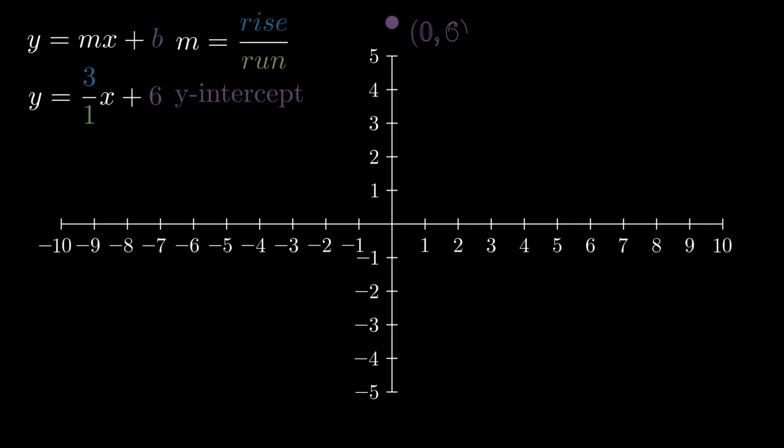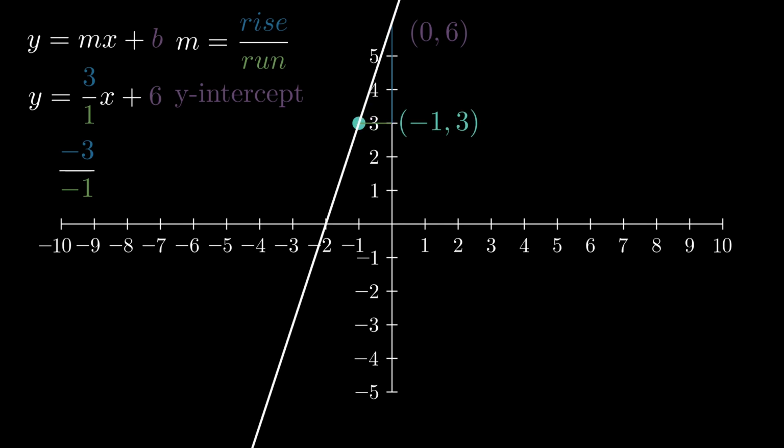Well, a +3 over 1 can be rewritten as -3 over -1, because a negative divided by a negative is the same as a positive. So that means I can go down 3 and then to the left 1. So the -3 on top tells me to go down 3, the -1 on the bottom tells me to go left 1. Once I have those 2 points, I'm going to continue to connect those with a line. And once that line is drawn, I'm going to go ahead and look at my second equation.